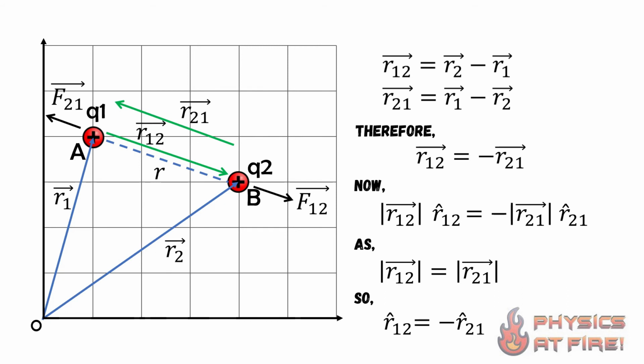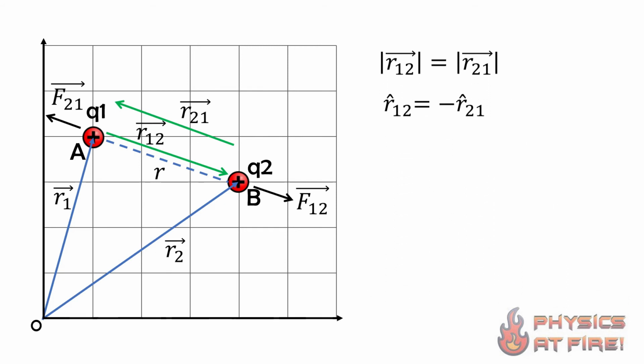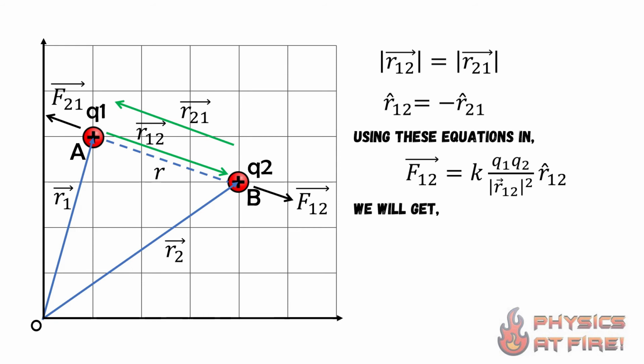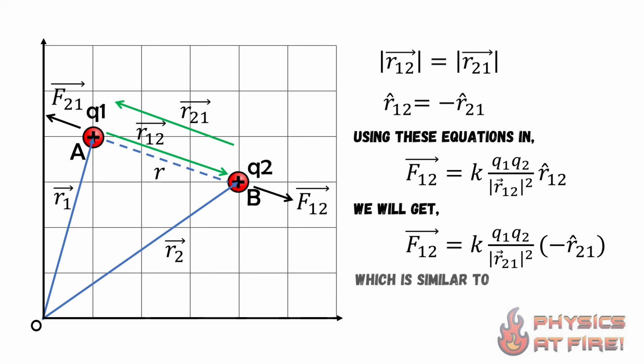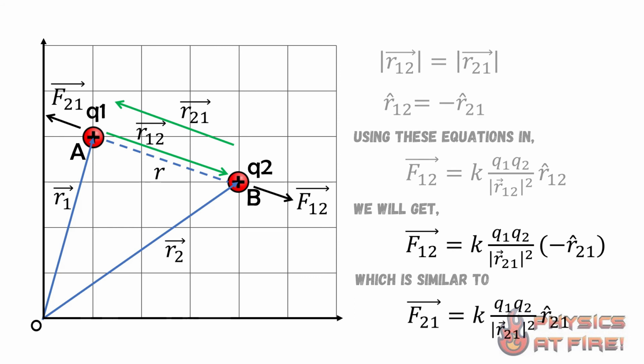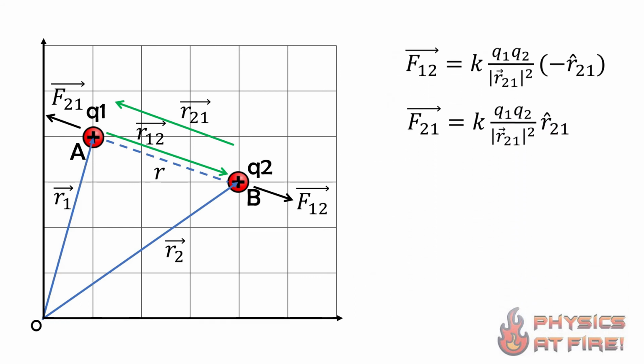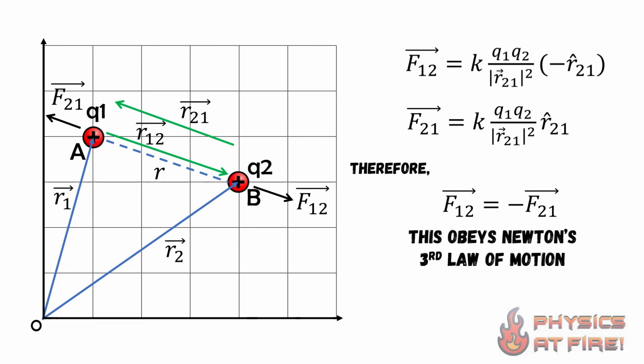Now use this equation and substitute in F12. We will get F12 is equal to K Q1 Q2 by R21 square, into minus R21 cap, after substitution, and we will observe this equation is similar to F21. Ultimately, we will get F12 vector is equal to minus of F21 vector. Which means Coulomb's law obeys Newton's third law of motion. That's all about that topic.